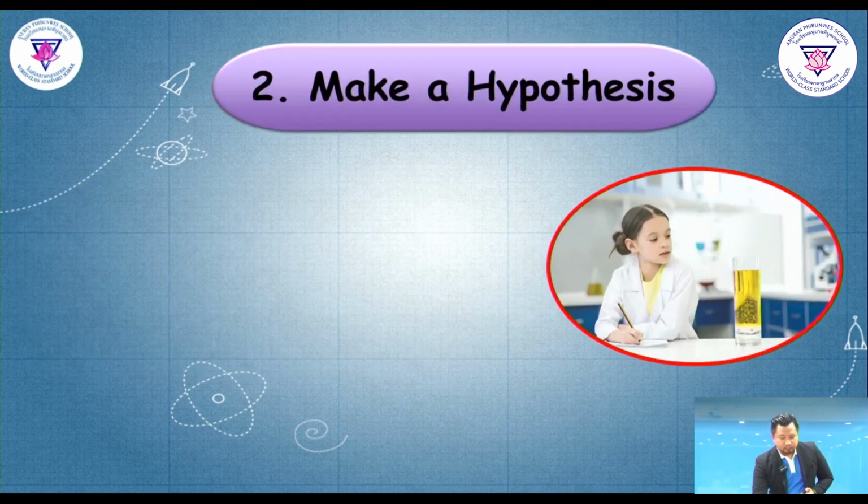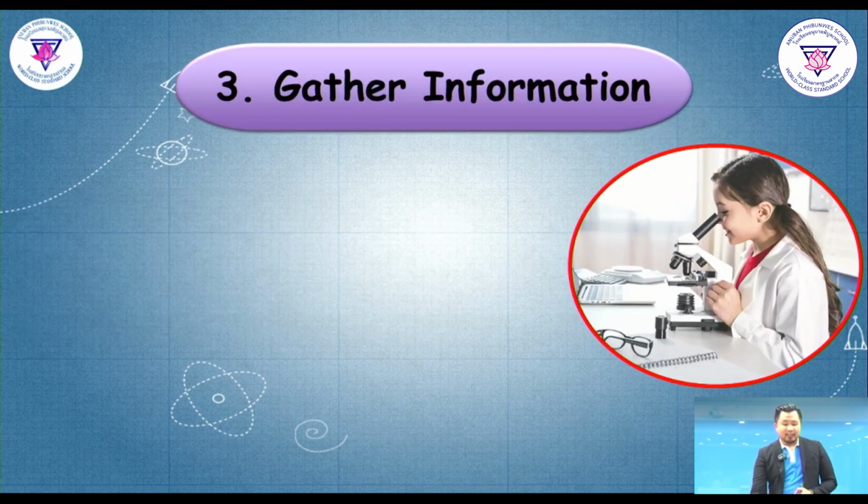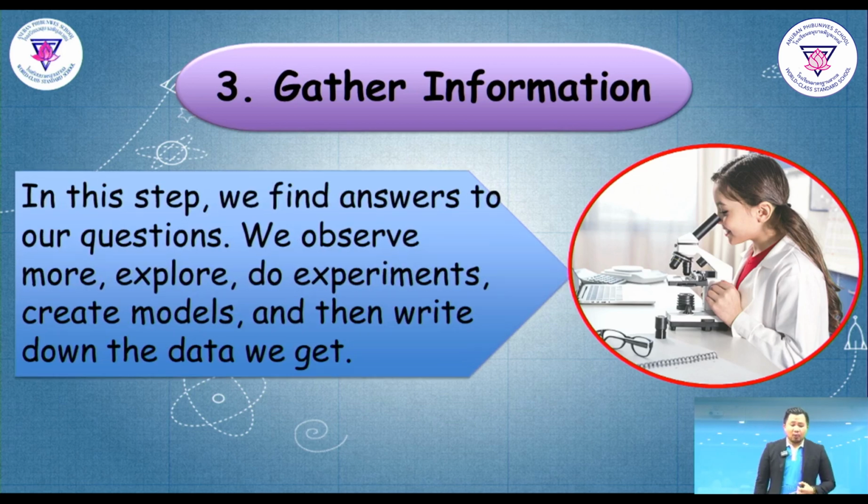Second step, make a hypothesis. In making a hypothesis, we guess the answers to our questions. We think and we think and we think. We guess from what we already know. Step 3, we gather information. In gathering information, we find answers to our questions. This is prior to the second step, making a hypothesis.